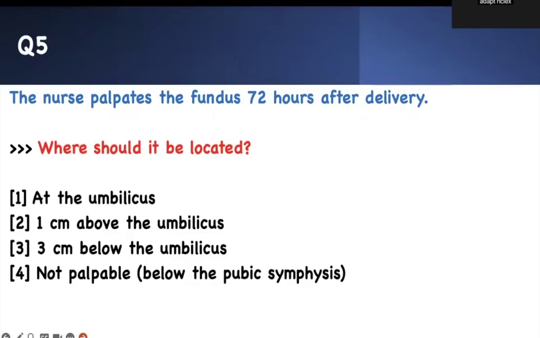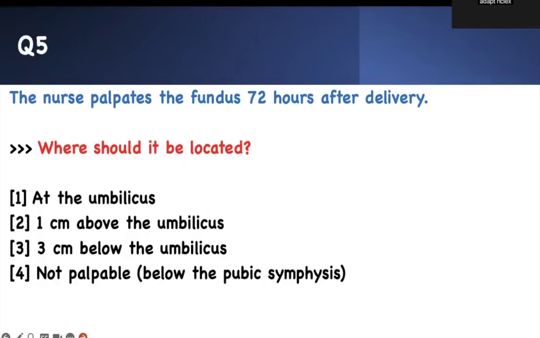Number 5, like I said, this maternity series is short, straightforward concept, no beating around the bush. And I tell you, if you know all these little things I'm saying, when you see a question, you laugh in your head. You say, I got this. And then the fundus, 72 hours after delivery. This is an NCLEX concept, a nursing school concept. You have to know.